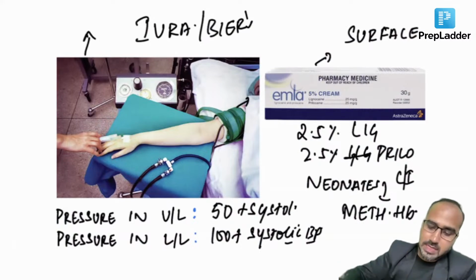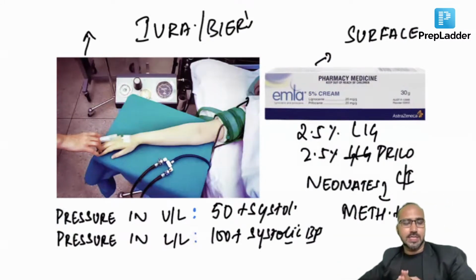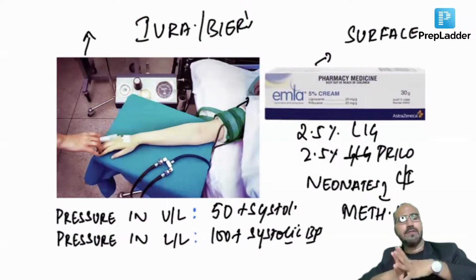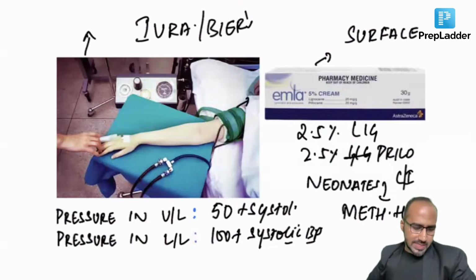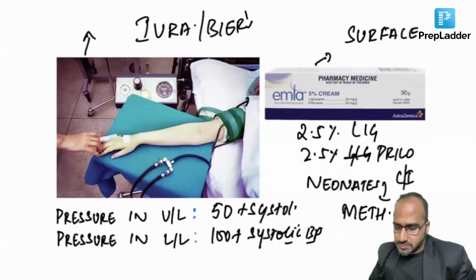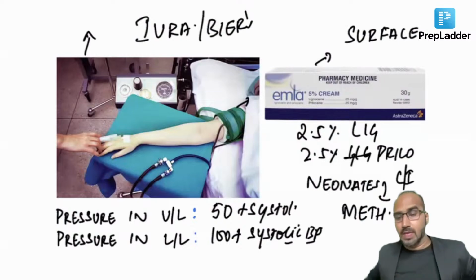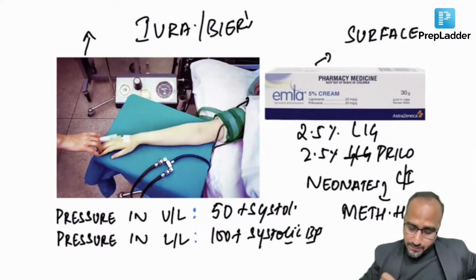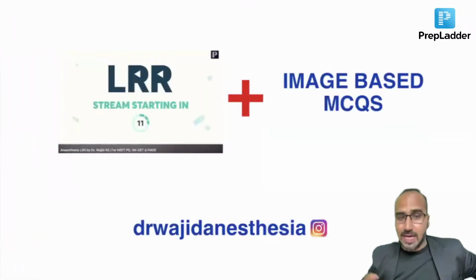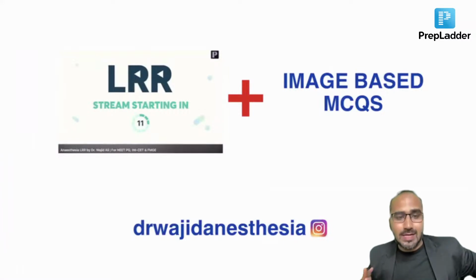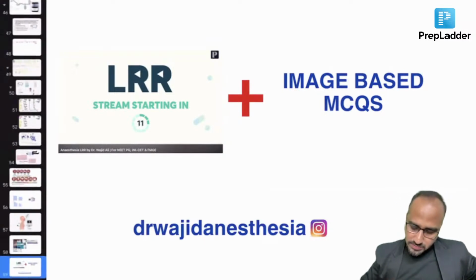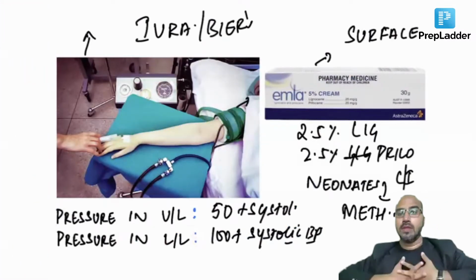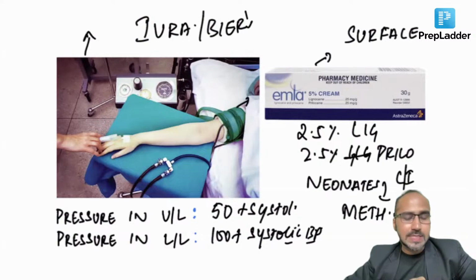Okay, guys. So these were the few pictures. Initially in the start, there was some disturbance, and in between some disturbance. Is it clear, guys? If you are asking, is this enough? I would never suggest it's enough. Always remember, if you want to study anesthesia and you don't have time, at least combine the LRR with the MCQ-based, image-based discussion that we have done today. Any doubts, guys?